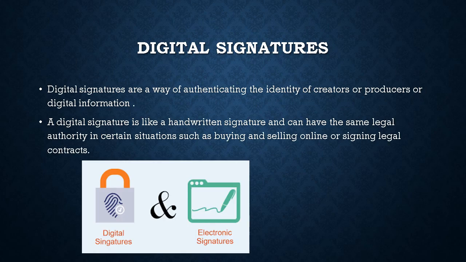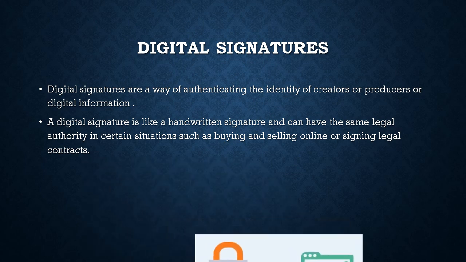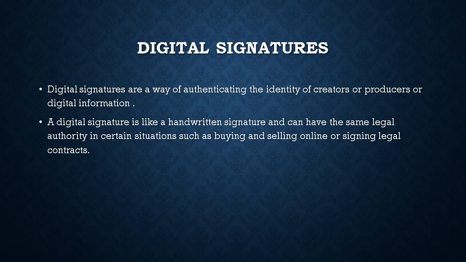Digital signatures. Digital signatures are a way of authenticating the identity of a creator or producer of digital information. So if there's a digital signature on a certain website, for example Amazon, what happens? It shows the identity of the creator or the producer of the digital information. A digital signature is like a handwritten signature and can have the same legal authority in certain situations such as buying and selling online or signing legal contracts.